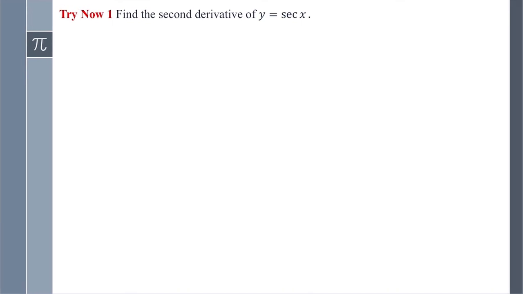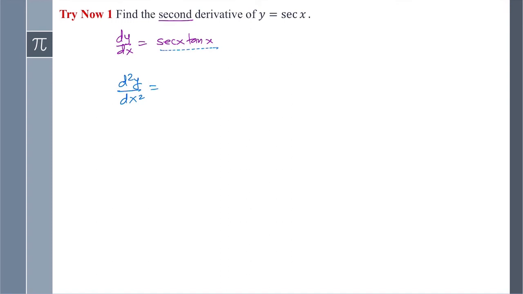So y equals secant x, which means dy over dx equals the derivative of secant x, which is secant x times tangent x. So we got the first derivative. We are asked to find the second derivative, which means we'll go ahead and differentiate again. So d2y over dx2 equals, we have to use the product rule here because we have secant x times tangent x, two different functions.